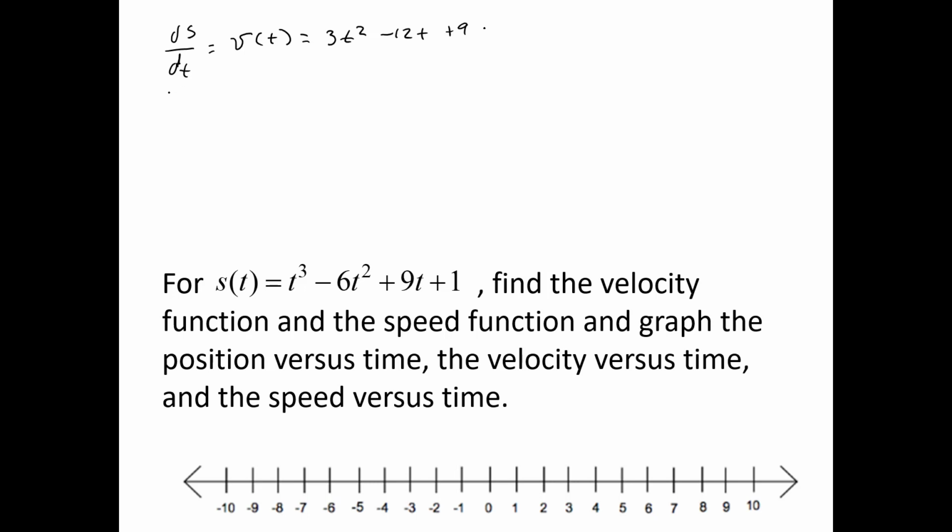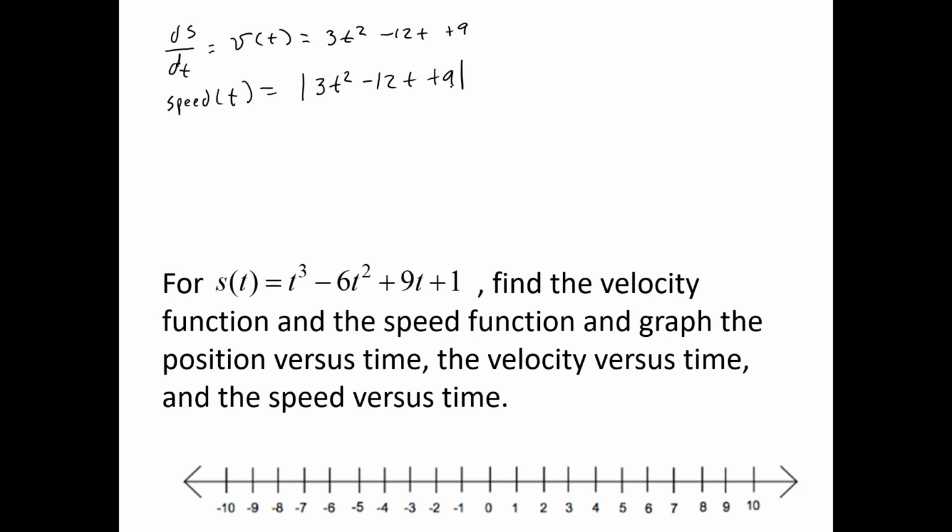The speed function, we just take the absolute value, right? And so then for the speed function, just write it out, speed of t instead of s of t, because s of t is the position. So speed of t is just the absolute value of 3t squared minus 12t plus 9. And graph the position versus the time, the velocity versus the time, and the speed versus the time.